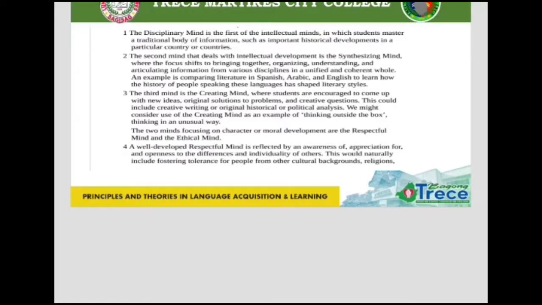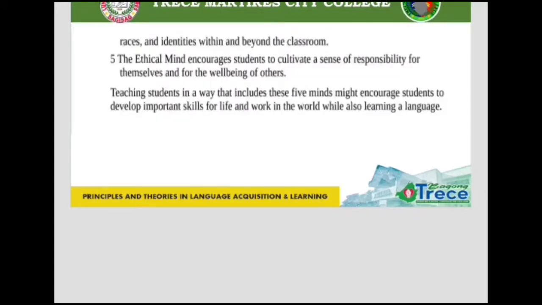Kasi alam naman natin na sa isang lugar, hindi natin masasabi na lahat yon, yung kultura doon ay magkakapareho. Syempre may mga tao na dayo at iba yung kanilang kultura. So mahalaga na tanggapin natin yon at mahalin. Fifth is the ethical mind, encouraging students to cultivate a sense of responsibility for themselves and for the well-being of others. Teaching students in a way that includes these 5 minds might encourage students to develop important skills for life and work in the world while also learning a language. So applying these 5 minds might encourage the students to become responsible for their actions, even knowing the important skills for life. Learn about the world while learning a language.